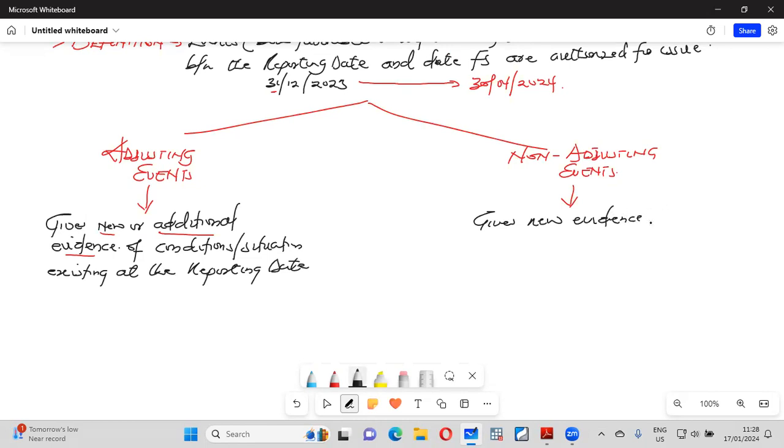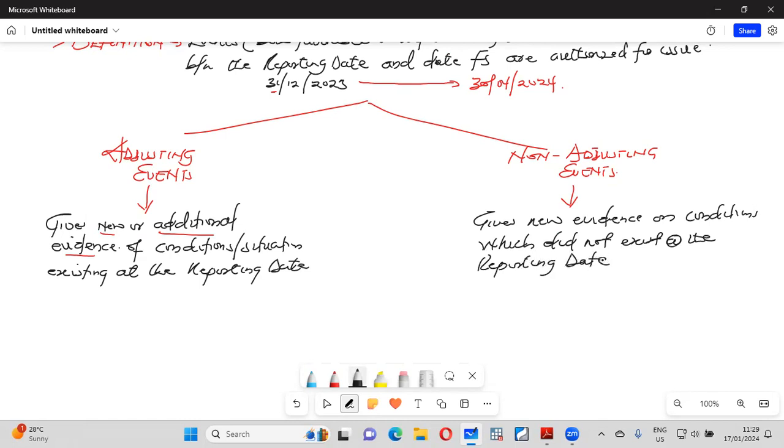These two give new evidence. They give evidence on conditions which did not exist at the reporting date. So it is giving you evidence of something that didn't exist at the reporting date, but arose after the reporting date. So that is a clear distinction between these. All right, so that is a very clear distinction.